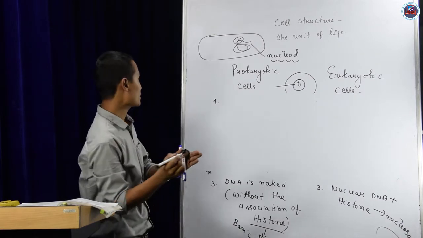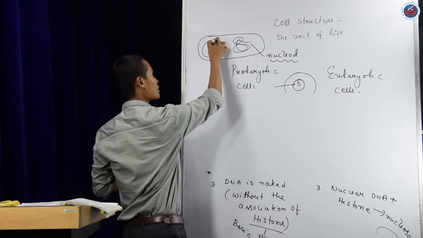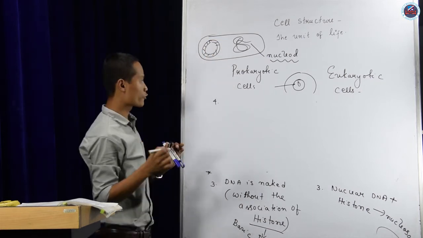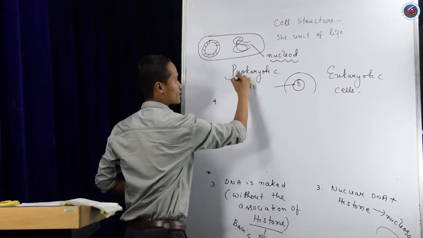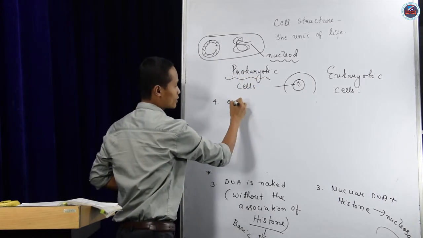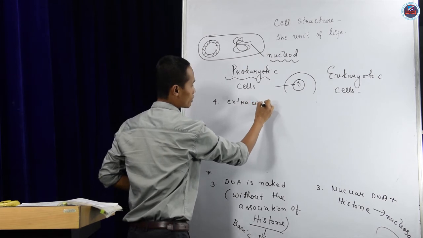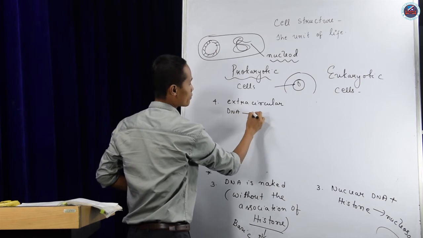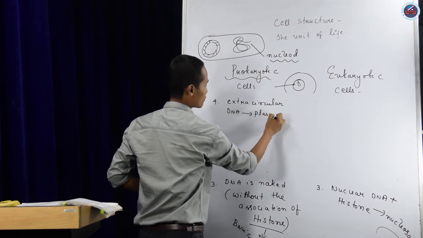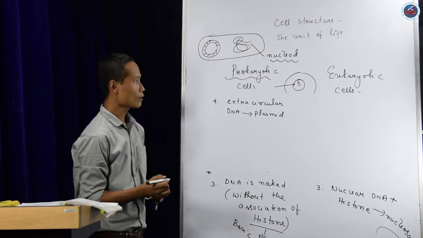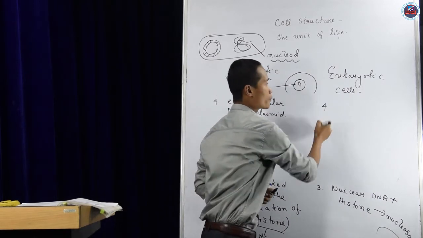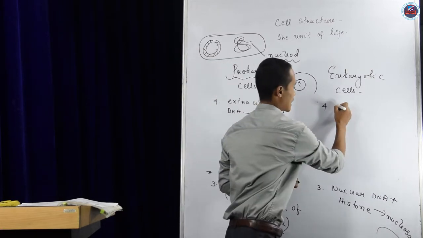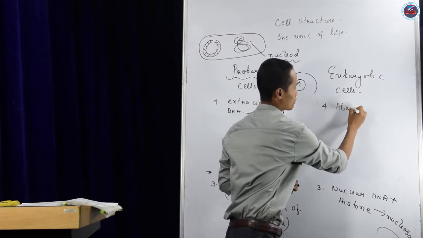In prokaryotic cells, you find an extrachromosomal DNA, and that is called a plasmid. If you see eukaryotic cells, plasmid will not form. Absence of plasmid.